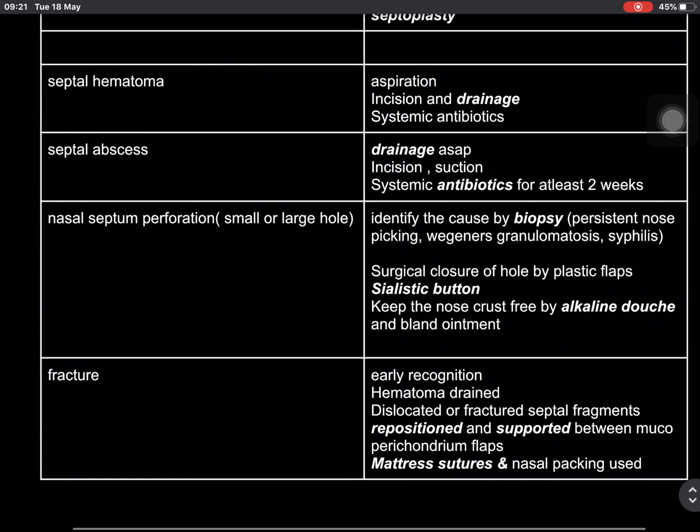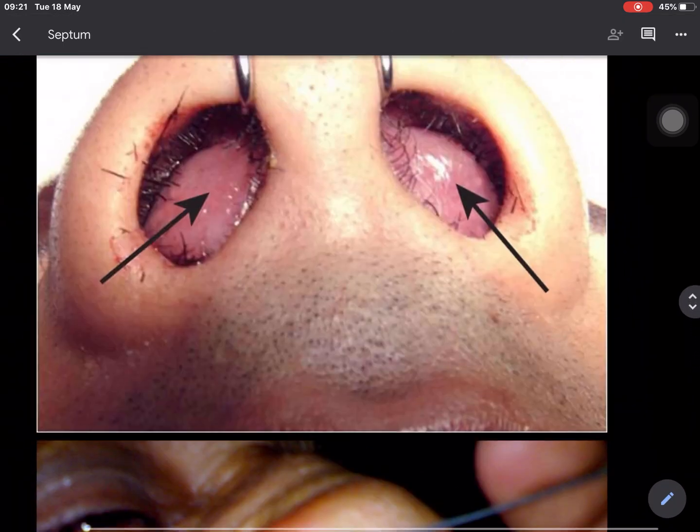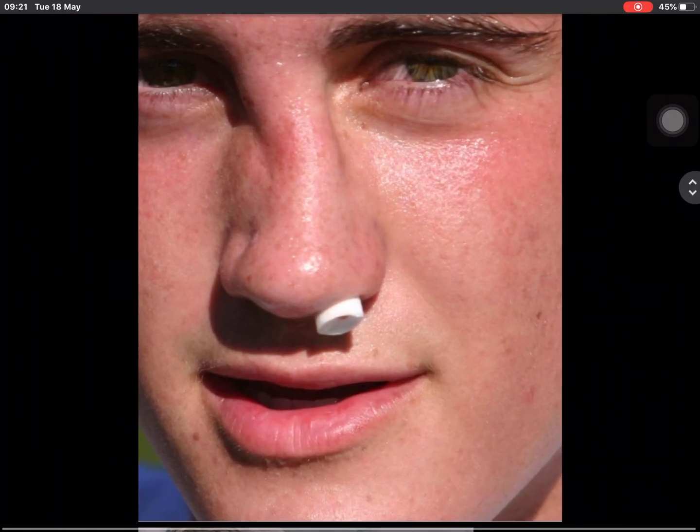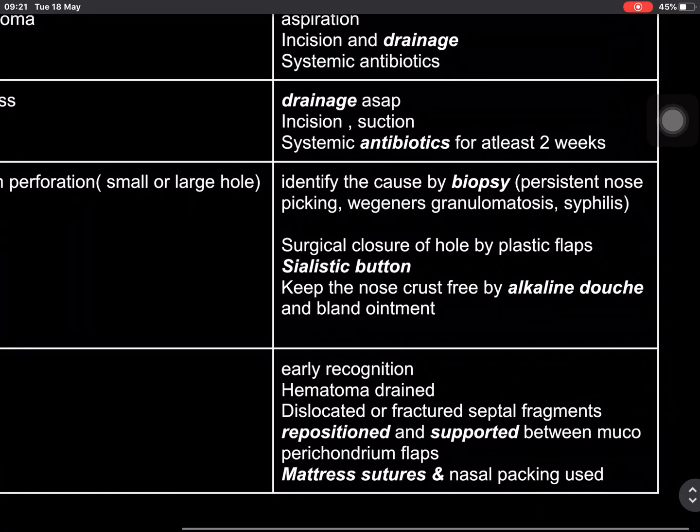And then fracture. For a fracture, it's very important to get a history from the patient, history of trauma. And obviously immediately after that, you have to recognize it. There's going to be epistaxis, which is why the person had already applied this nasal pack to stop the bleeding. So you have to take care of it. And then the fractured septal fragments are repositioned, and you have to support them so that they do not move away. So reposition and support it. And then a mattress suture is done. Nasal packing is used so that there's no more bleeding. And that's how we treat a nasal fracture.